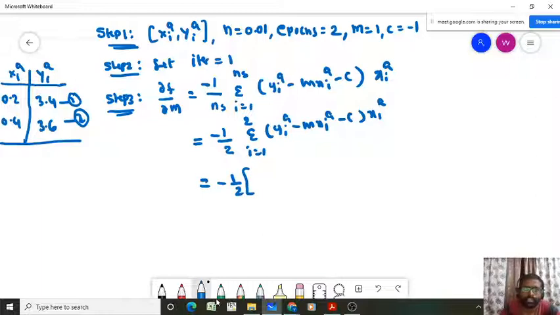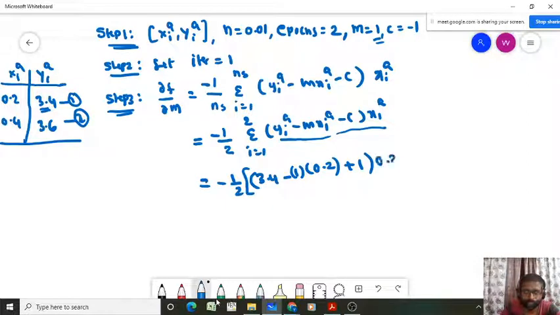So that's equal to minus 1 by 2, that's 0.5. Now i equal to 1 is the first sample. What will be here for the first sample? y_i, that is 3.4, minus m, that's 1, times x_i, that's 0.2, minus c, minus minus 1, that's plus 1, into x_i, that's 0.2. So that is for i equal to 1. Next, i equal to 2, because it is a sigma term, so it is a plus. Anyone can tell what will be here? 3.6 minus 1 into 0.4 plus 1, into 0.4. Good, thank you. So this is the ∂f/∂m value.